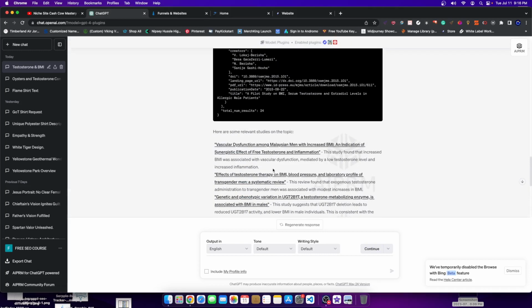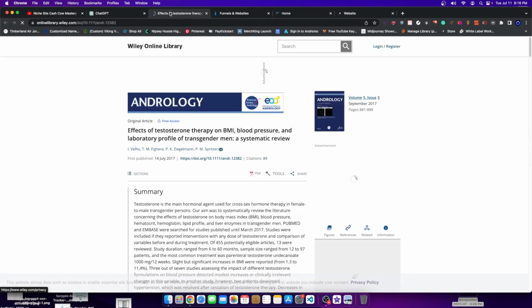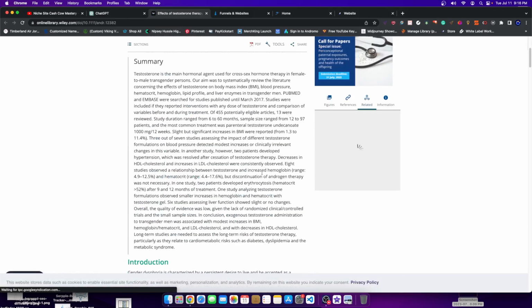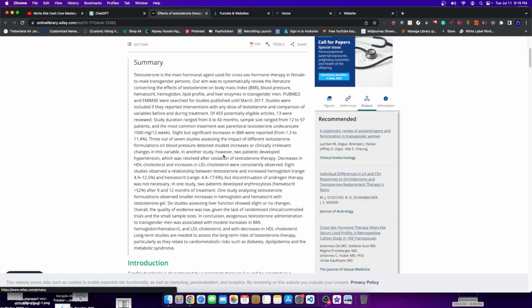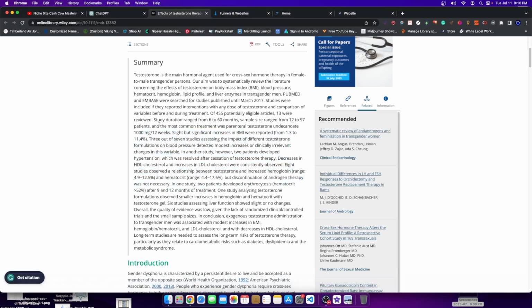Let's click on that study real quick. Okay. And let's take a look at this. All right, and we have here different breakdowns from a results standpoint. If we read the study, it says a study duration from 6 to 60 months, sample size of 12 to 97 patients, and most common treatment was parenteral testosterone undecanoate, 1,000 milligrams for 12 weeks.